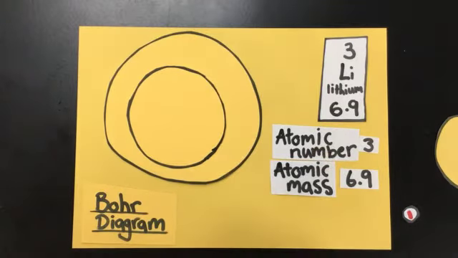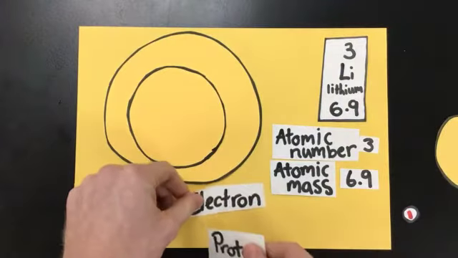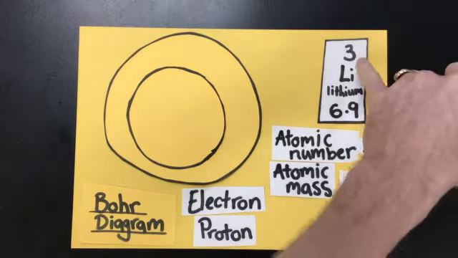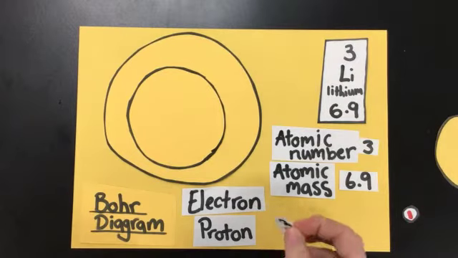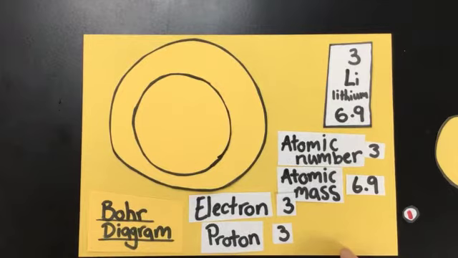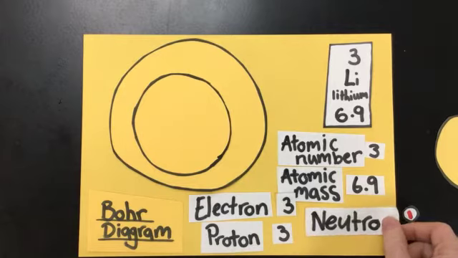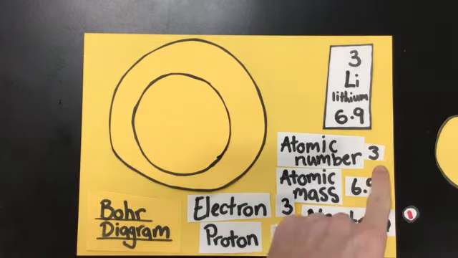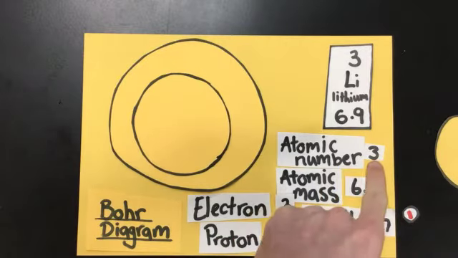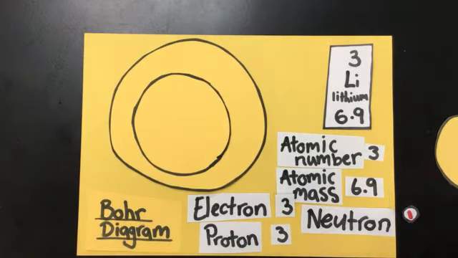Now my atomic number tells me 2 other numbers, doesn't it? It also tells me how many electrons I have and how many protons I have. In this case, they would be the exact same as that top number there. So I have 3 electrons and I have 3 protons. The other number I need is my neutrons. And my neutrons equals 6.9, or my atomic mass, minus my atomic number, which in this case would give us a neutron count of 3.9.